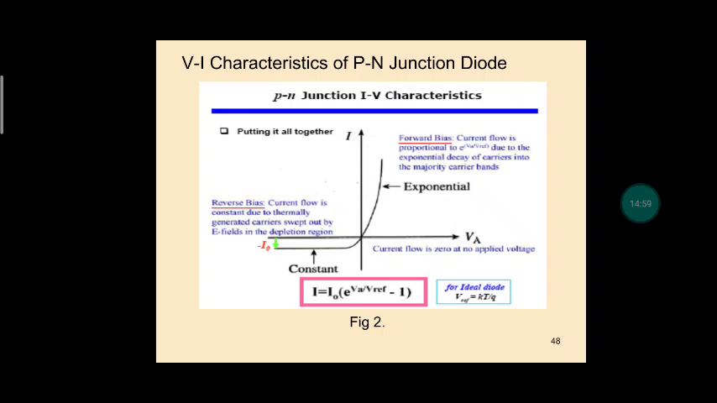Current flow in forward bias is high and depends on the majority charge carriers. In the case of reverse bias, current flow is very low compared to forward bias. Then the depletion region width is also increased in reverse bias.